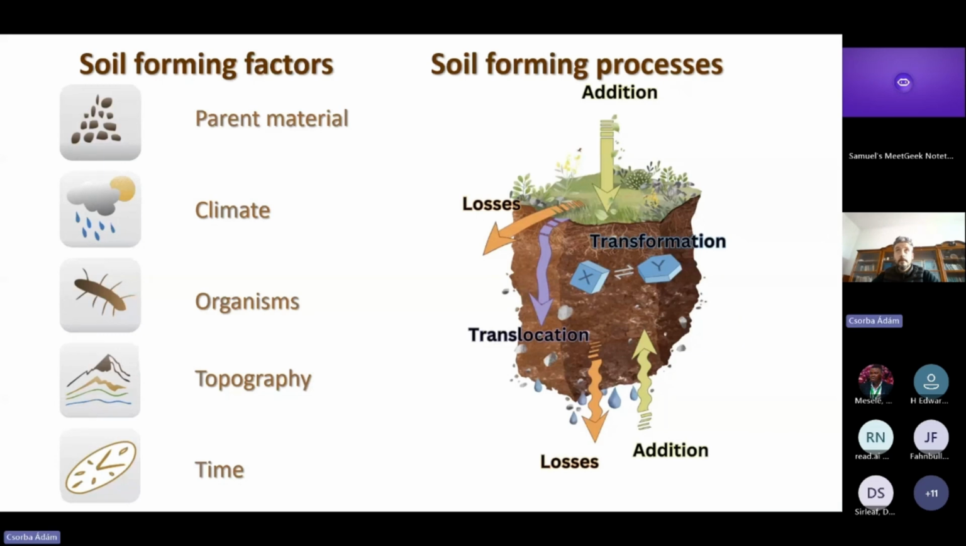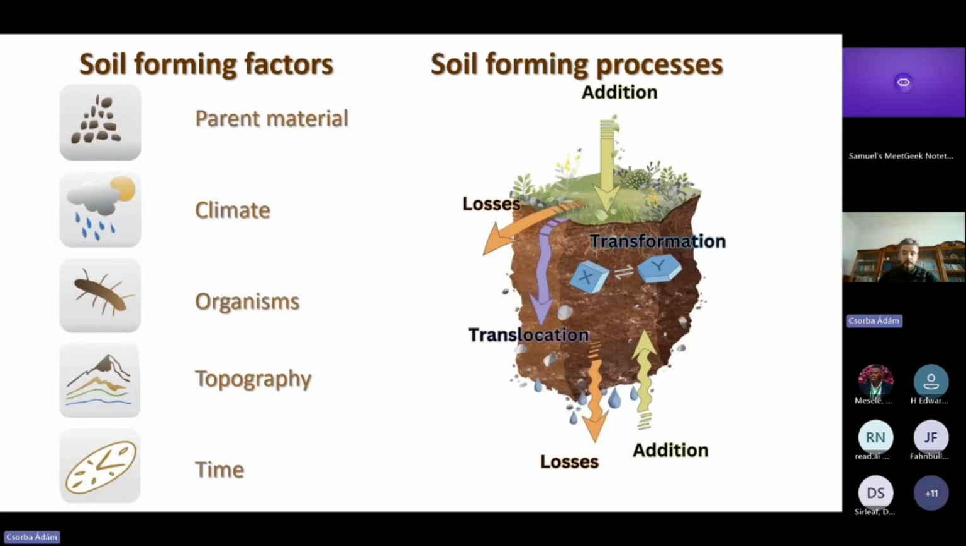Same information on the next slide. On the left, you can see the five main soil forming factors: the parent material, climate, organisms, topography, and time. As we discussed, these are the factors that determine the conditions under which soils develop. On the right, we can see the main soil forming processes that operate within the soil body: the additions, losses, transformations, and translocations.